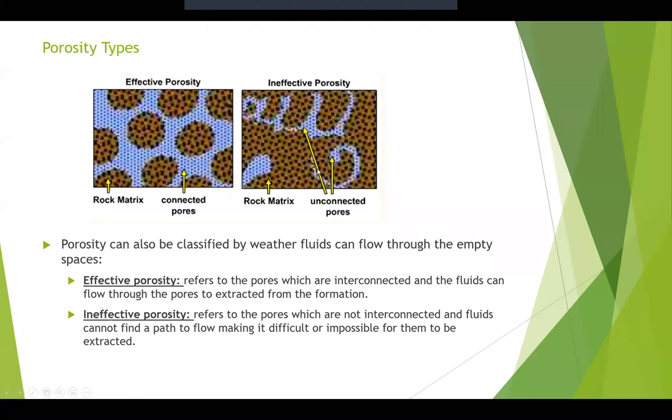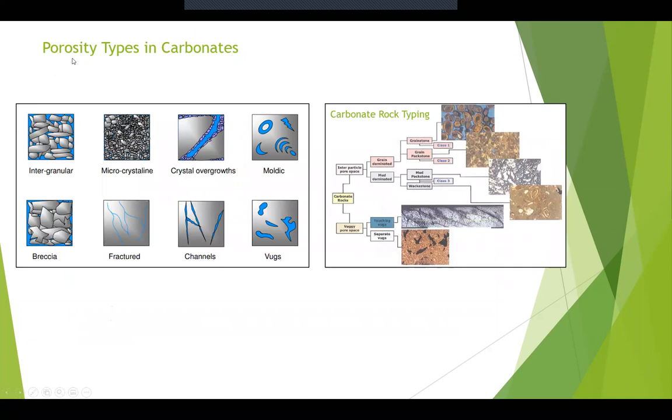And now we come to porosity types in carbonates. That's why I said that carbonates are really the most difficult to evaluate in terms of distributing the porosity, water saturation and permeability, because you cannot infer the porosity directly from logs. You need some kind of information from the cores, from other advanced logs, and from the description of the cuttings.